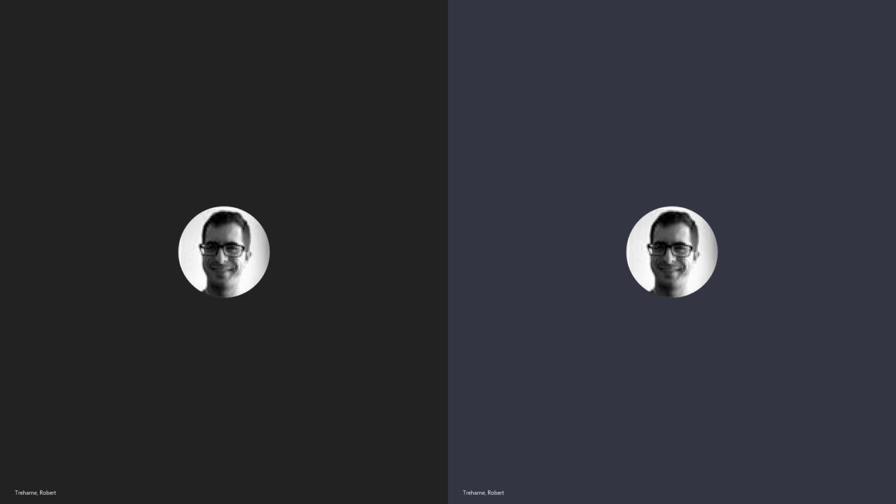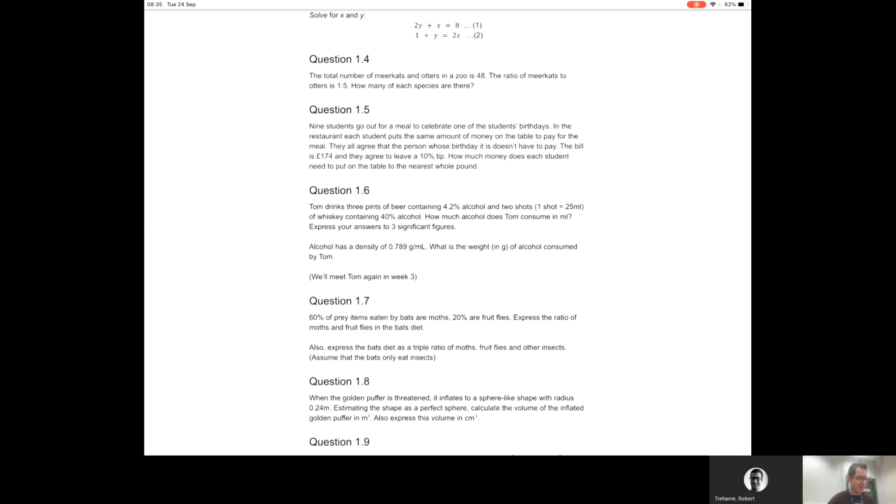Question 1.6. Tom drinks 3 pints of beer containing 4.2% alcohol and 2 shots. 1 shot is equal to 25 milliliters of whiskey containing 40% alcohol. How much alcohol does Tom consume in milliliters? And I've said to express your answers in 3 significant figures. We'll get back to that one in a second.